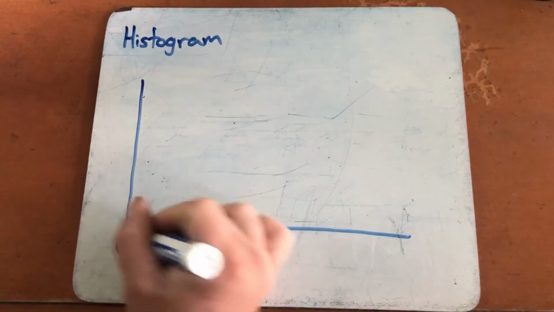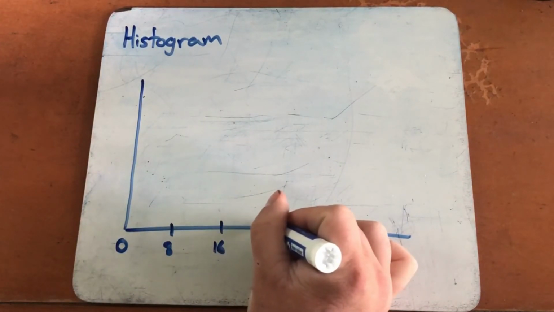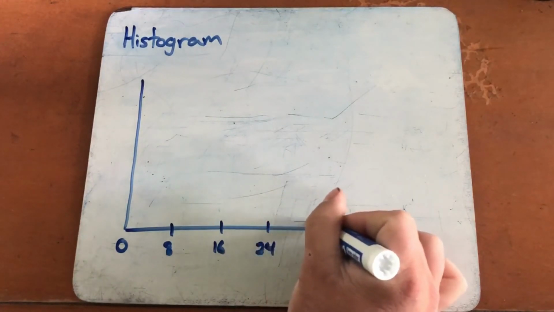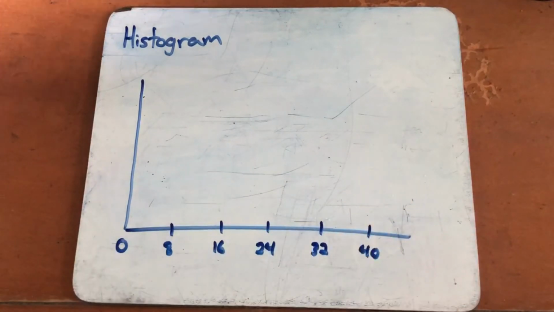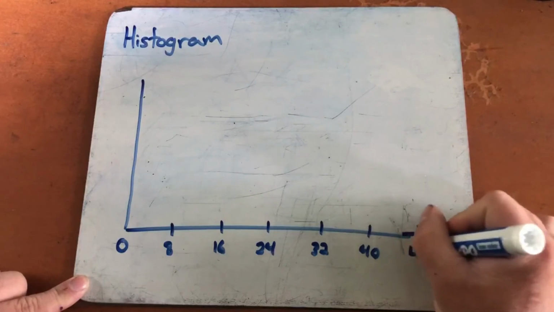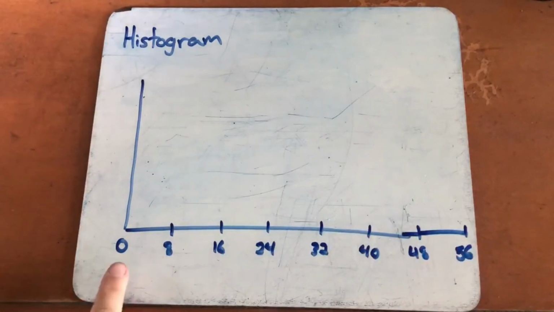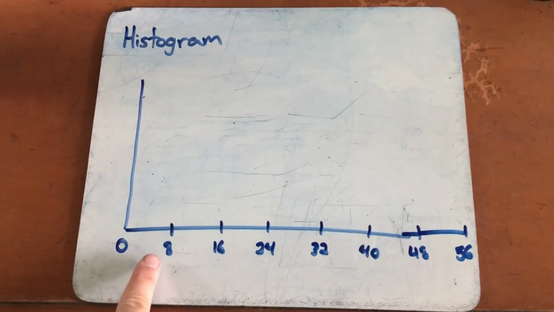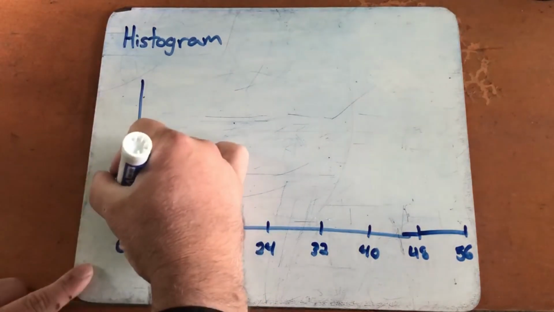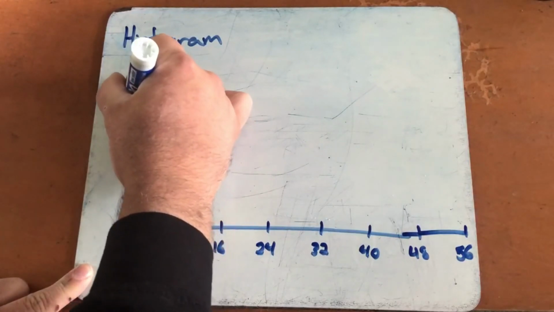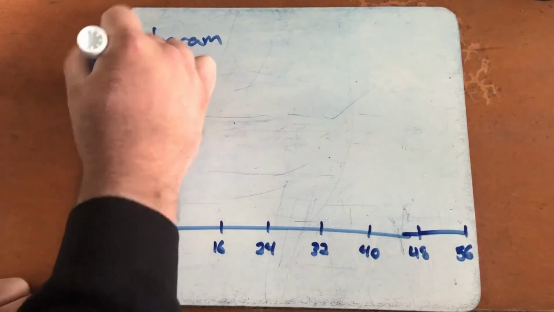So the first bar starts at 1, the second bar starts at 8, then 16, then 24, then 32, then 40, then 48, and then 56. So this number covers everything between 0 and 8. Once it hits 8, it's now in this side. So my height is 1, 2, 3, 4, 5.